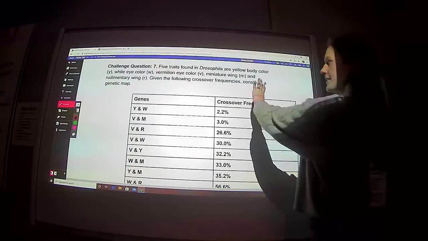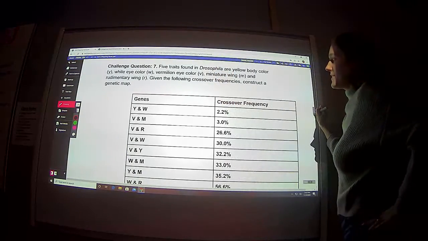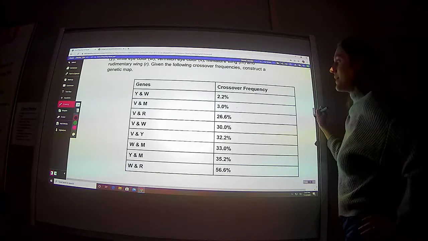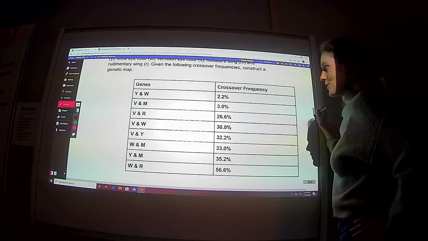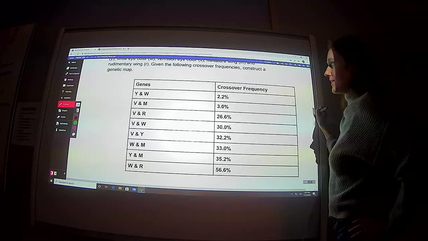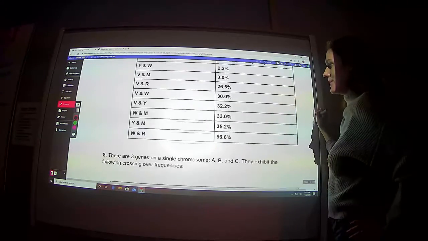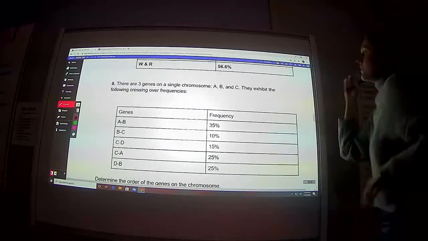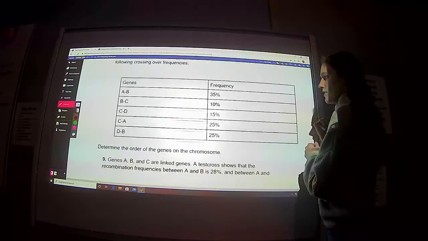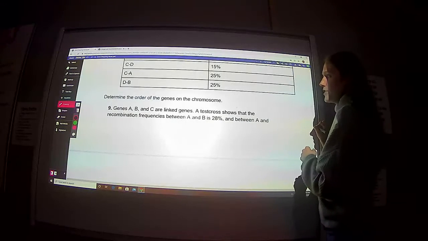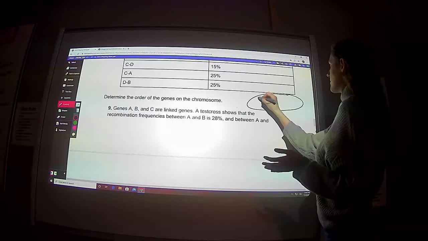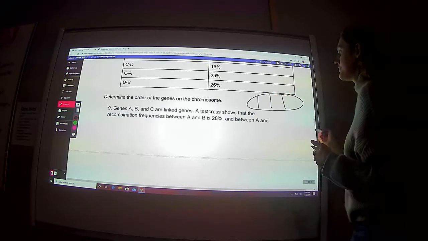And another map. You don't really need to worry about the information up here so much, but it does say that it is a challenge question. And I'll be honest with you, this one is difficult. Make sure that everything makes sense as you are doing it. This one took me a few minutes to actually figure out because I had a couple things wrong. So really take your time. There are 3 genes on a single chromosome. Exhibit the following frequency, just making a regular map. Determine the order of genes on a chromosome. So again, you'll draw out a chromosome, throw your bands on there, and label them A, B, and C.